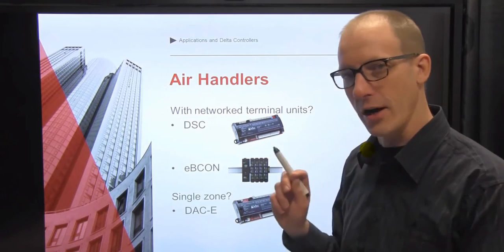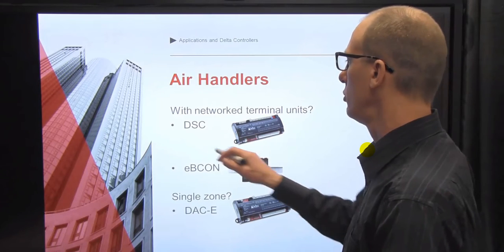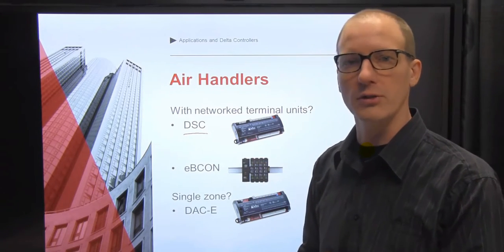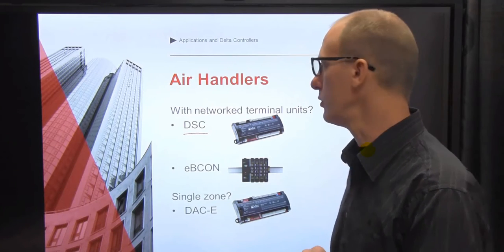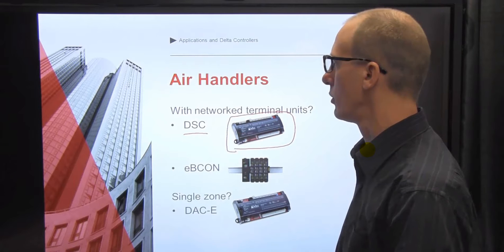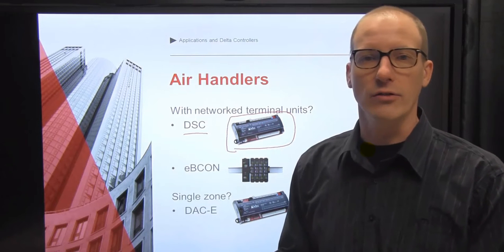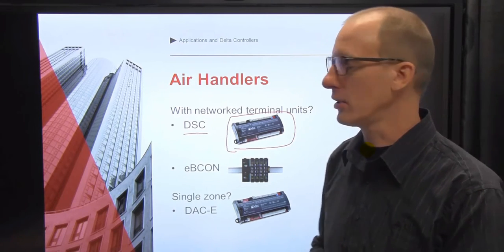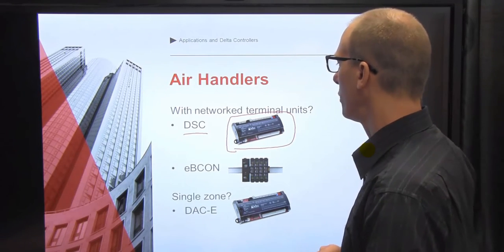And so in that scenario, the controllers that are most suitable are the DSC, which stands for Delta System Controller, because it was originally designed to run systems like air handlers, which obviously looks something like this. There are a number of different models inside the DSC family that have different I/O counts for specific needs, basically. But they all have generally this format.